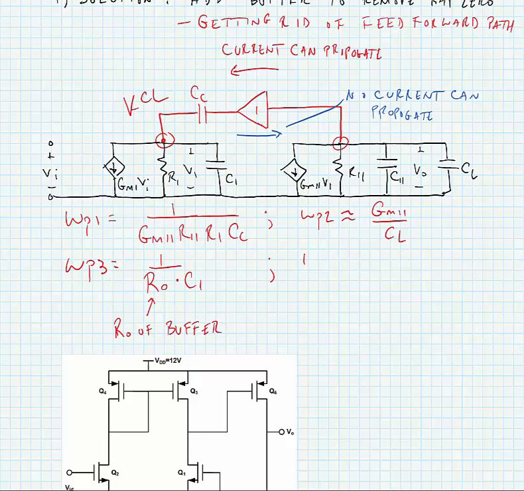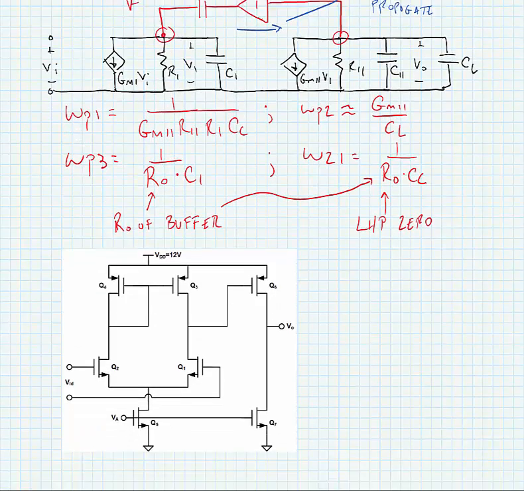And the last thing we introduce is omega Z1, a zero, which is equal to 1 divided by Ro times CC, the output resistance of the buffer again. But what's important is that this is a left half plane zero. The left half plane zero doesn't contribute negative phase shift, so it doesn't contribute to our stability problems.